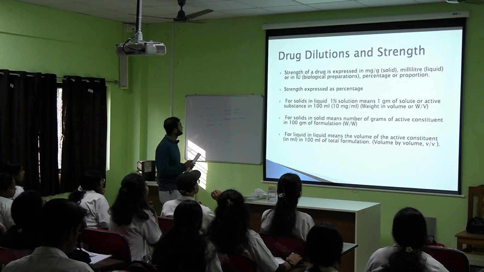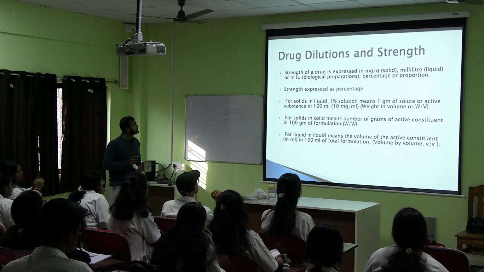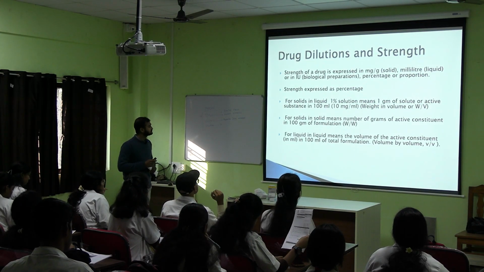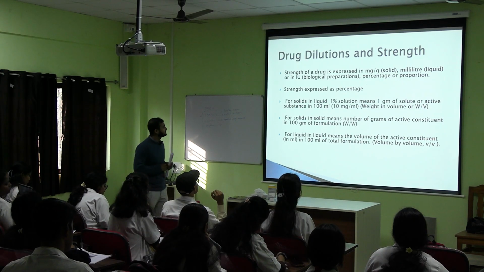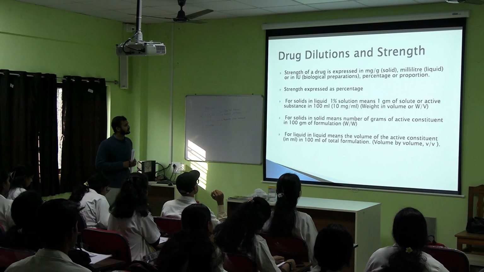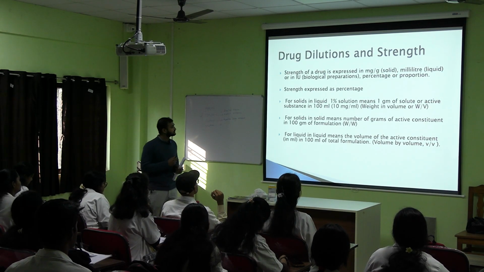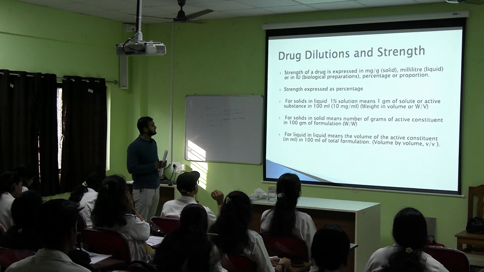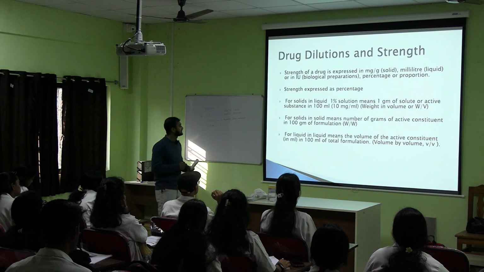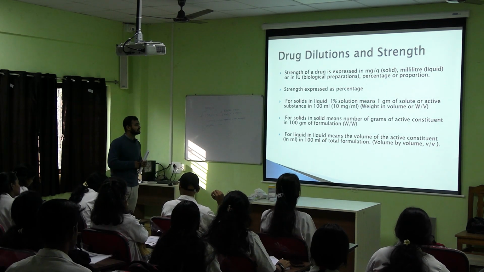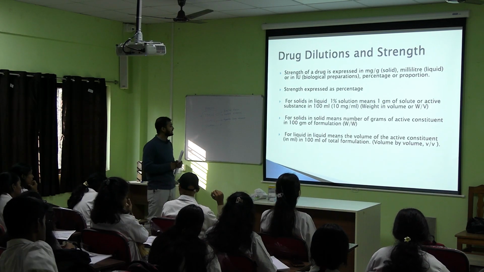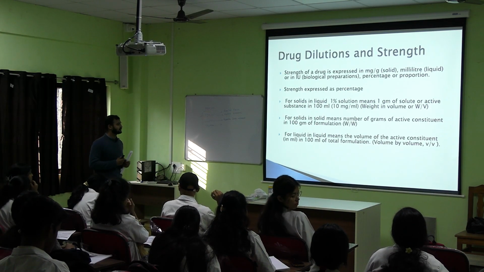But before going to this, do you remember this part, the dilution and the strength, which was taken in your lecture theaters? What does this 1% solution mean? For solids, 1% solution means what? That means 1 gram of solute is dissolved in 100 ml of solution, okay. For solid, it means the number of grams of active constituents in 100 gram of the formulation. And in liquid it means volume of the active constituents in 100 ml of solution.